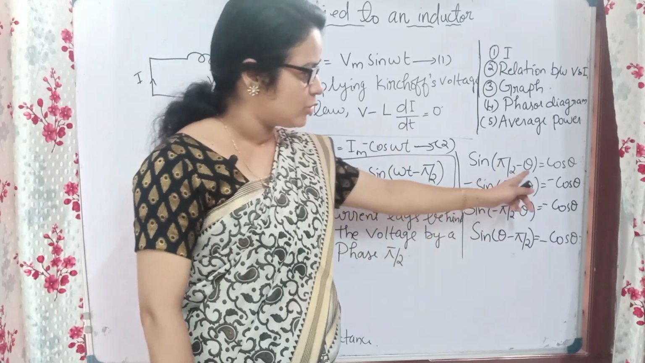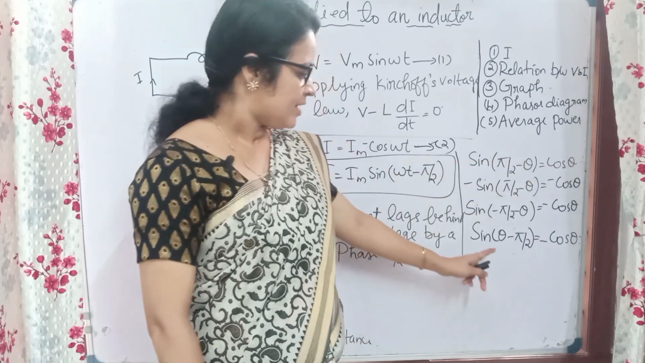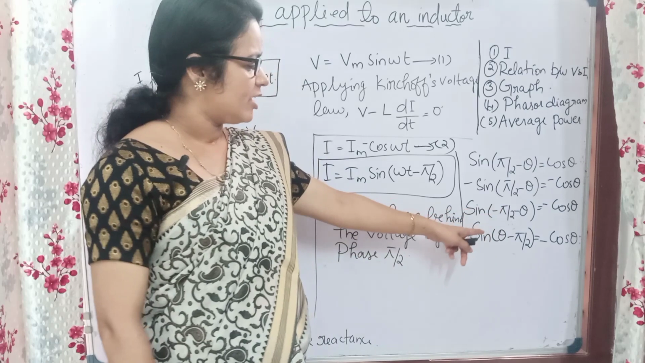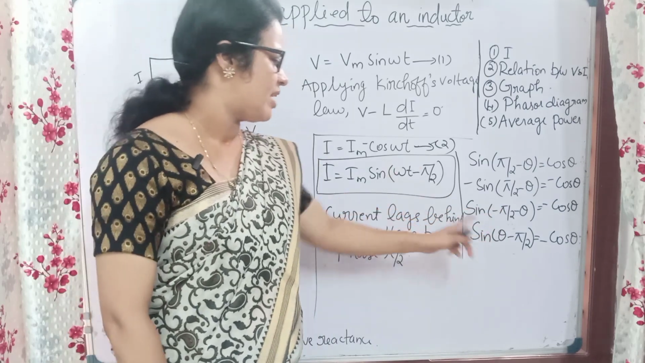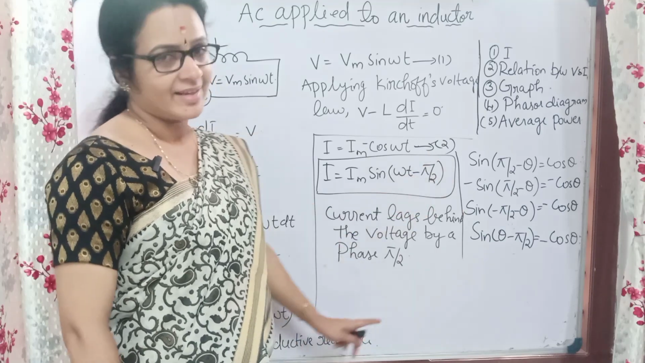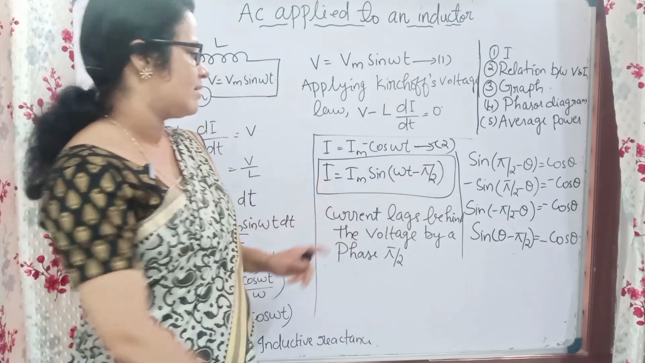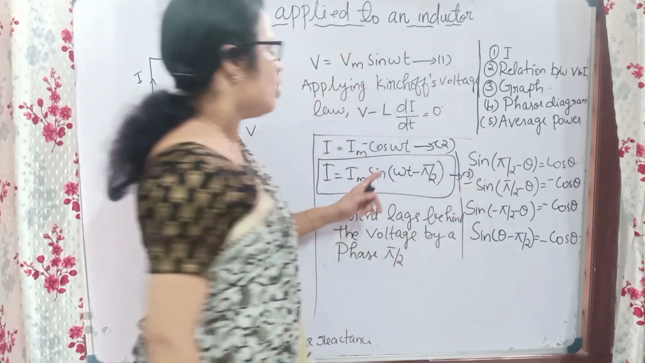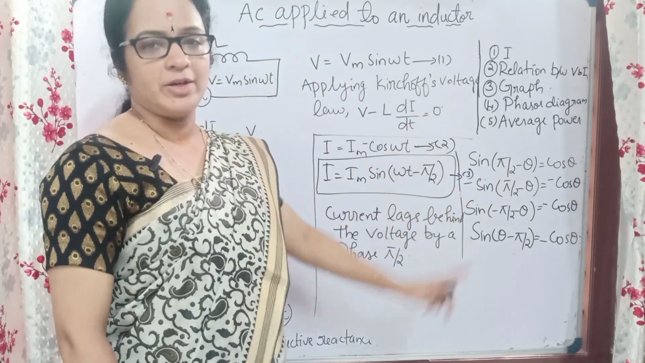If you have any doubts in this, you can just refer the equations. Here sin pi by 2 minus theta is equal to cos theta. Then sin theta minus pi by 2 will be equal to minus cos theta. So that equation we are writing here. Instead of theta, we have omega t. Then sin omega t minus pi by 2 we are getting. So that is the equation for current. That is third equation. I is equal to Im sin omega t minus pi by 2.